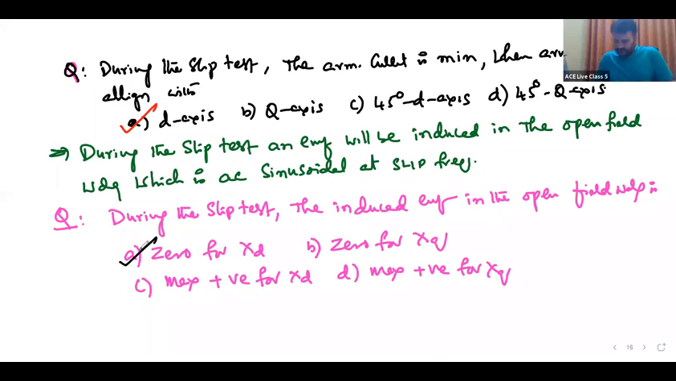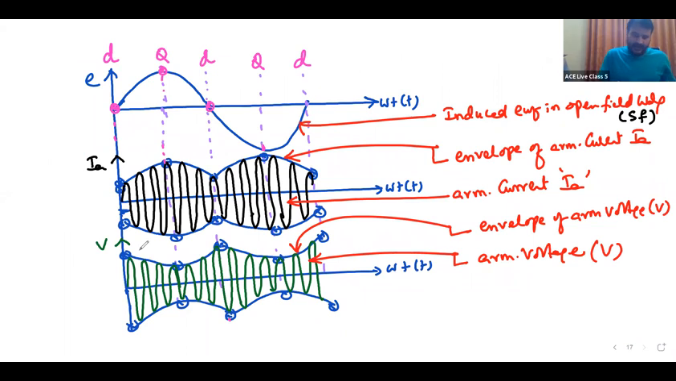Now, coming to these currents, this armature current. Along the direct axis, dear students, you can find the armature current is minimum. Along the quadrature axis, armature current is maximum. This is the envelope of armature current. Envelope means joining all the peak values.